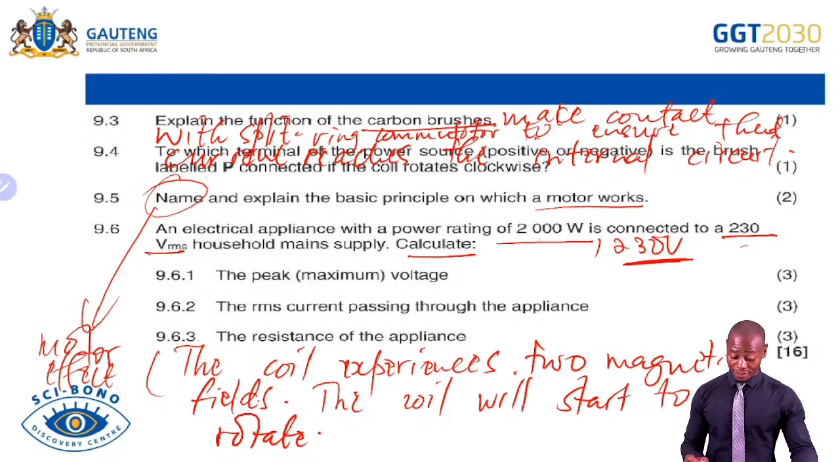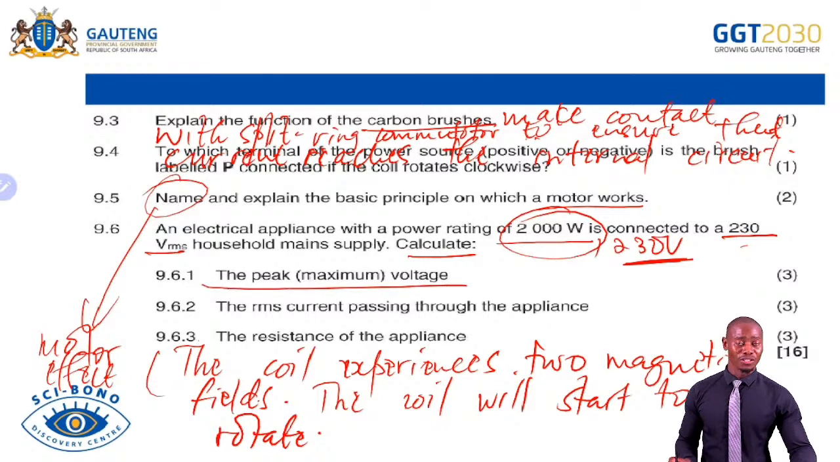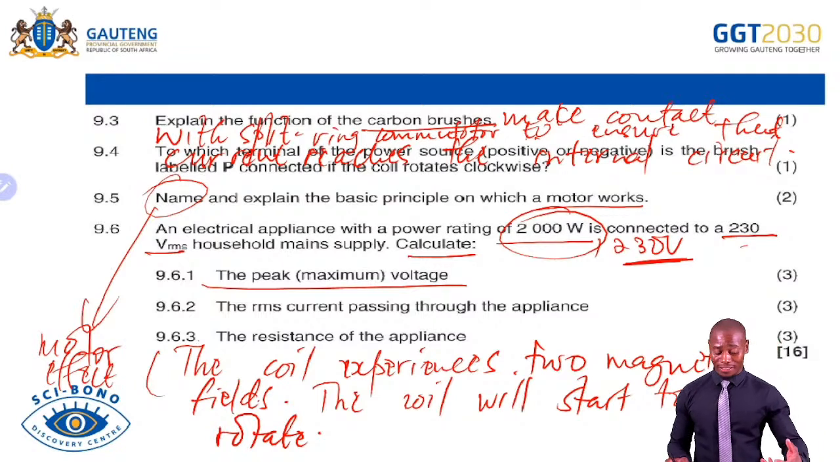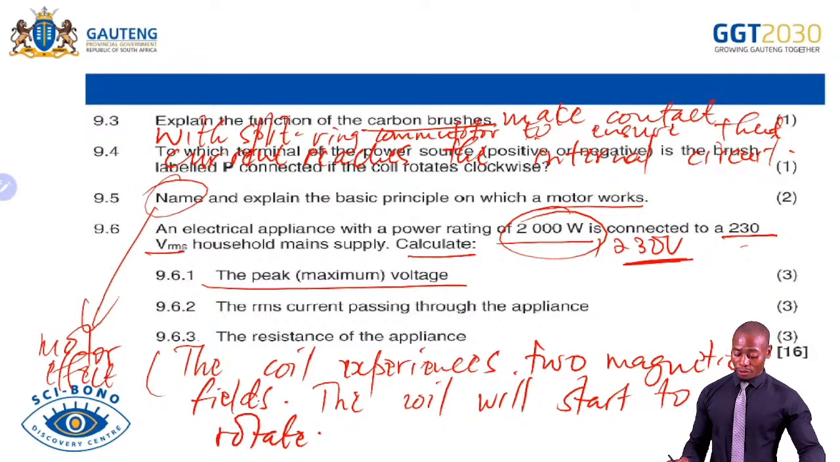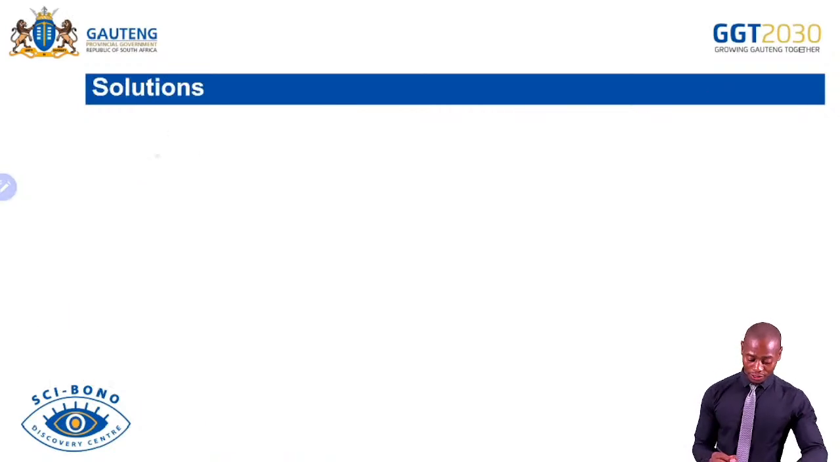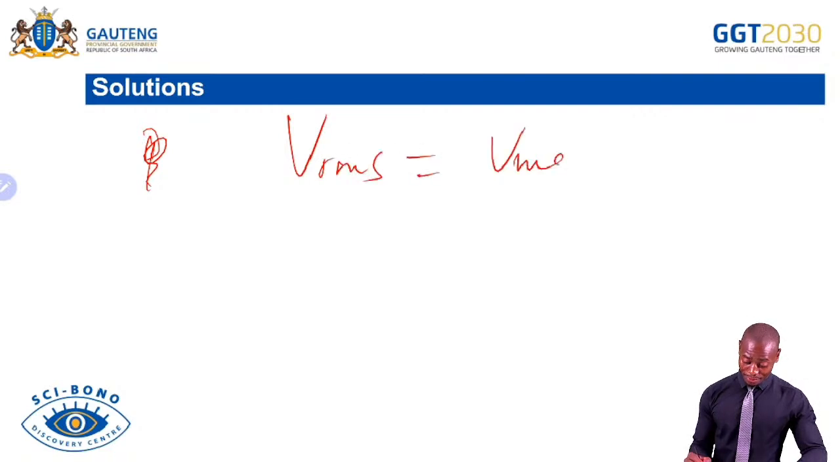So you're given two things: the power and the root mean square voltage. So they want the peak voltage. Peak voltage, that is the maximum voltage. All right. So how are we going to get the peak voltage given the root mean square voltage? The equation: Vrms equals Vmax over what? Over root 2.